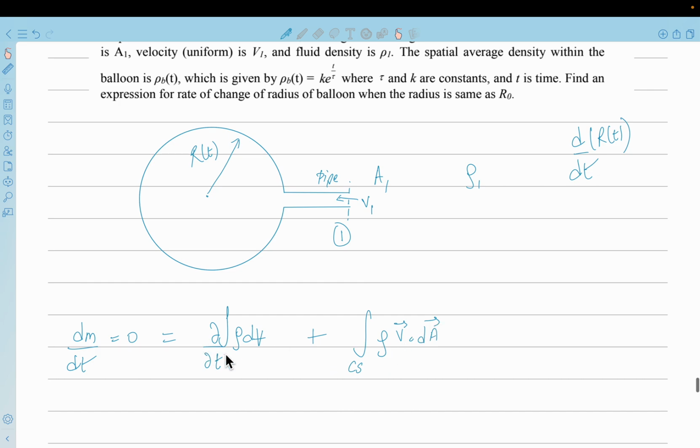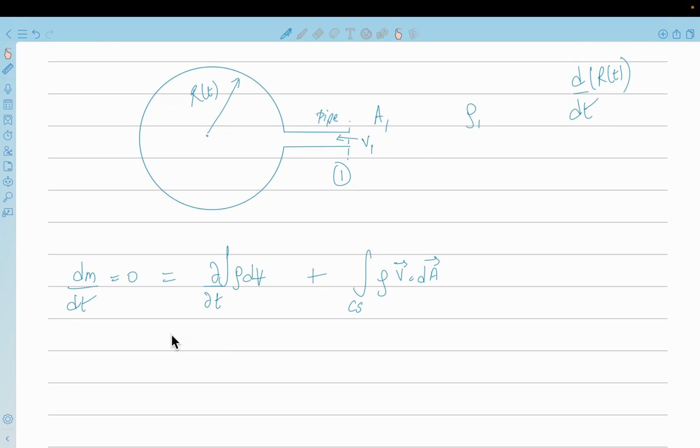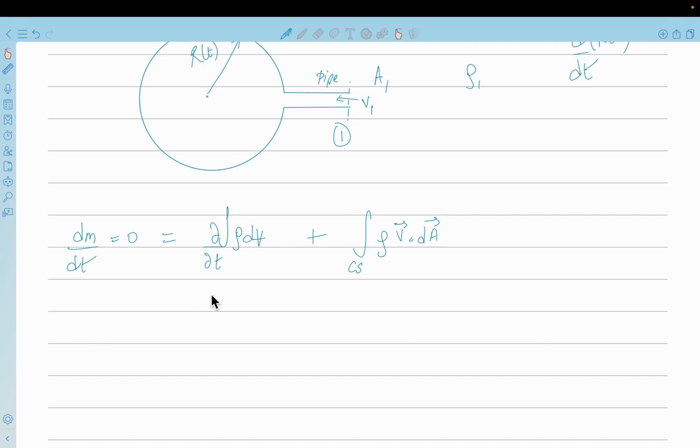Now again, notice that here we do not have incompressible flow. We cannot say density is constant, so density is changing with time, right? And volume is also changing with time. So how do we evaluate the first term? Let us start with term 1.